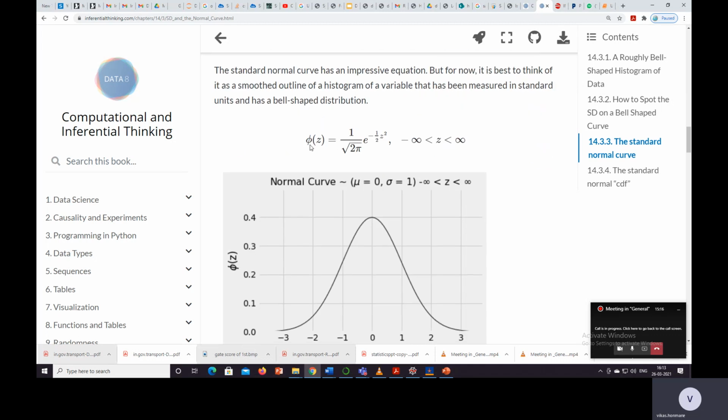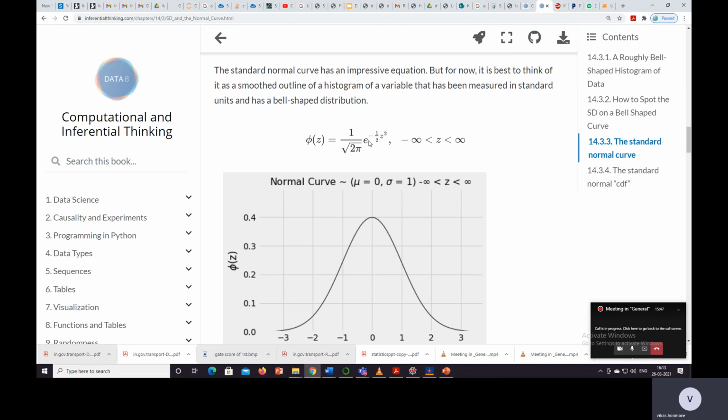So here we can see the equation phi of z. But for now, it is best to think of it as a smoothed outline of a histogram of a variable that has been measured in standard units and has a bell-shaped distribution. Okay. So here we can see that this is the formula: phi of z is equal to 1 over root 2 pi, e raised to minus half z square.